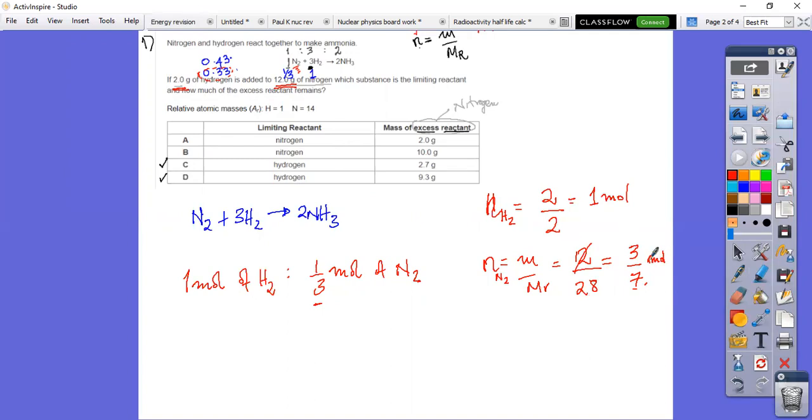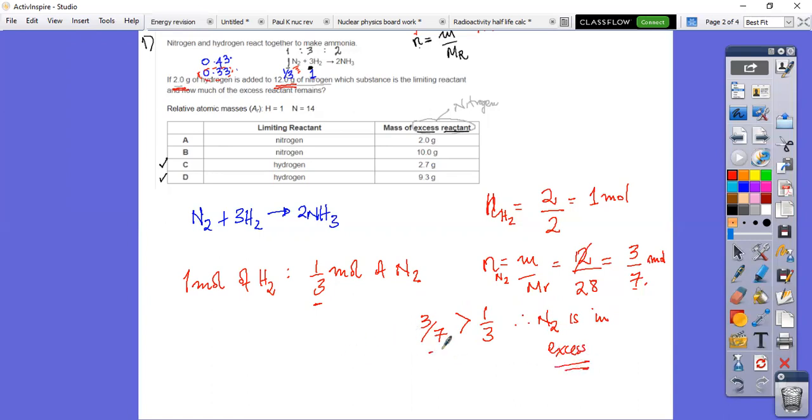Now, there's a number of ways we're going to do this, and all of them are going to show you that there's a number of ways of doing it as long as you're working with the ratios. But let's look at the first method, and then you can choose which method is easier for you. So there we go, 3/7 of a mole. If I compare 3/7 of a mole, and I've only got a third mole, well, 3/7 is bigger than a third. So we've established that N2 is in excess.